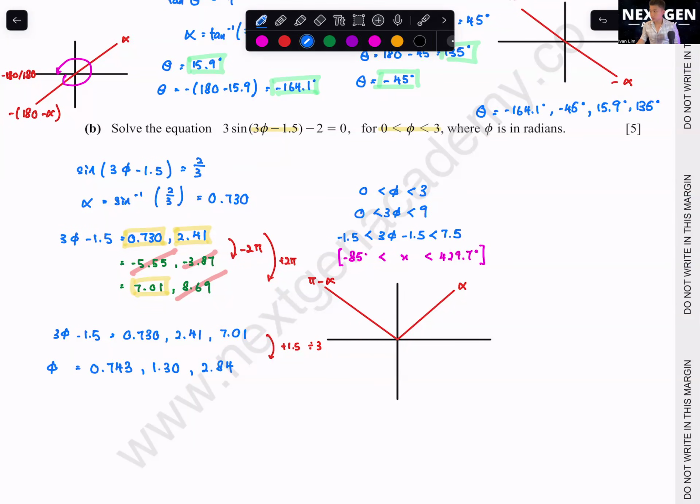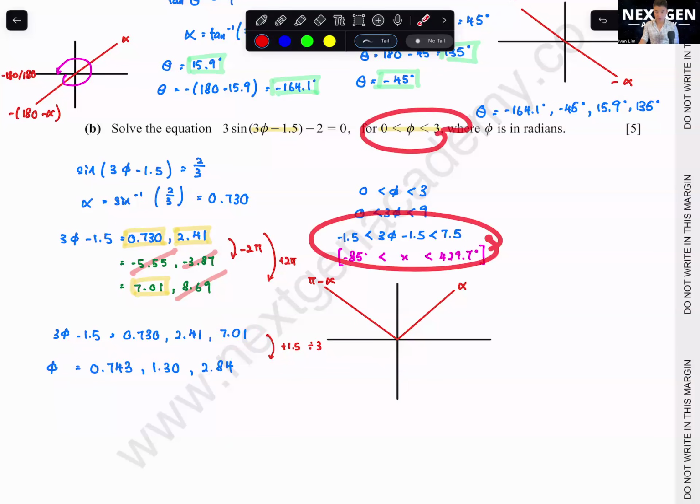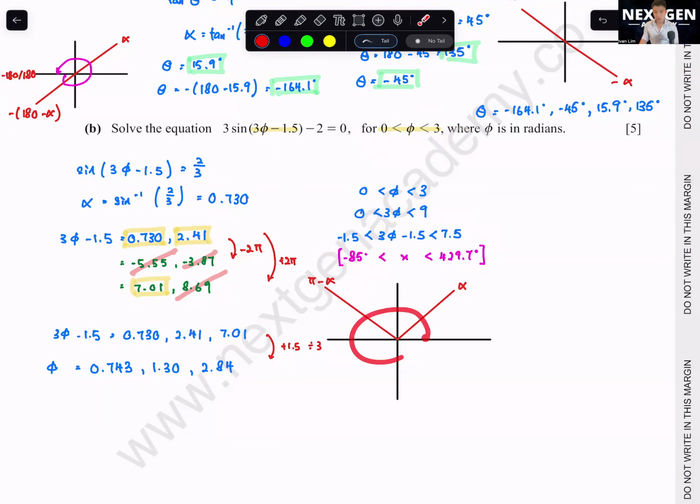What if we miss one of the values? Minus 1 mark. I think most of you probably will miss this one, 7.01. If you miss this one, you minus 1 mark, so in the final answer you'll get only 3 marks. So you have to check based on the domain here. If you don't know based on the graph, I think the easier way is you just minus 2 pi because we want to get the negative side. Then you plus 2 pi also. Plus 2 pi means you go one more extra round.